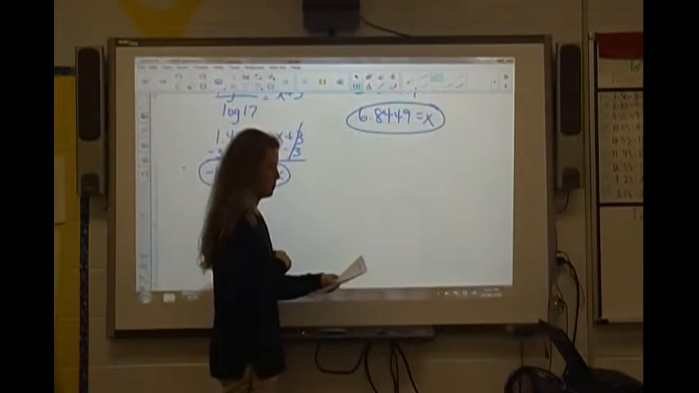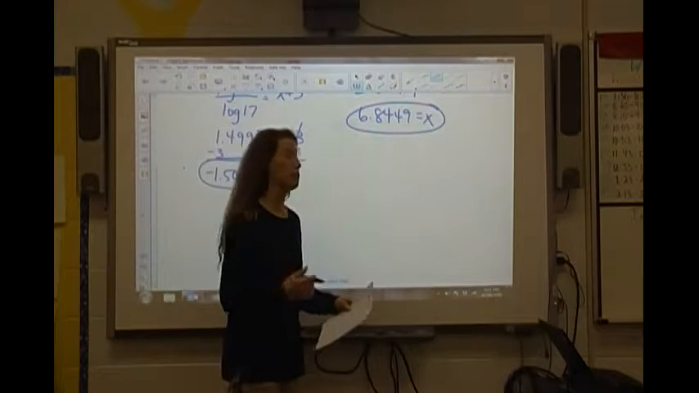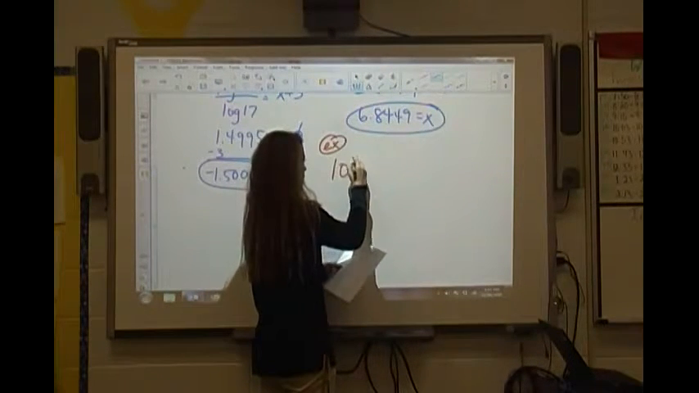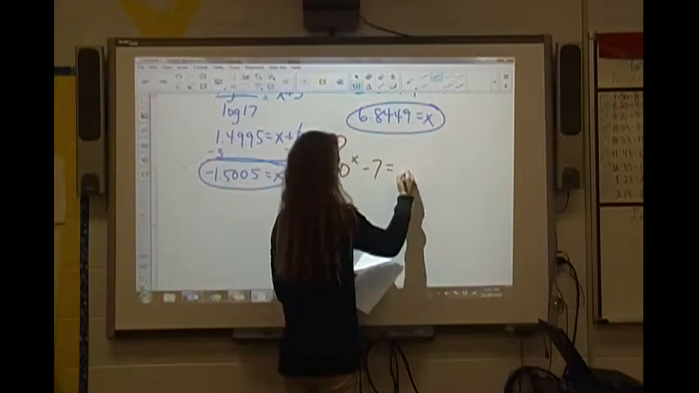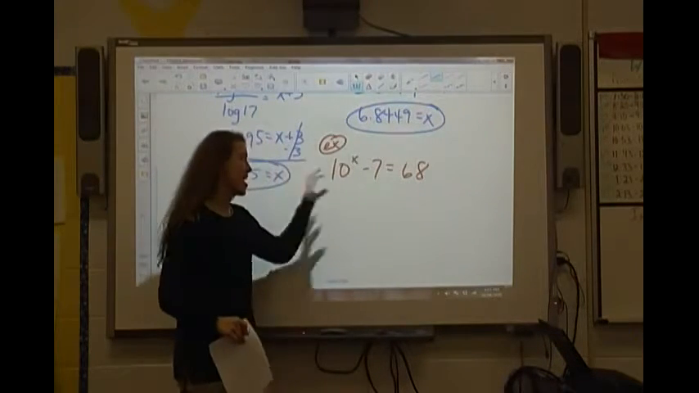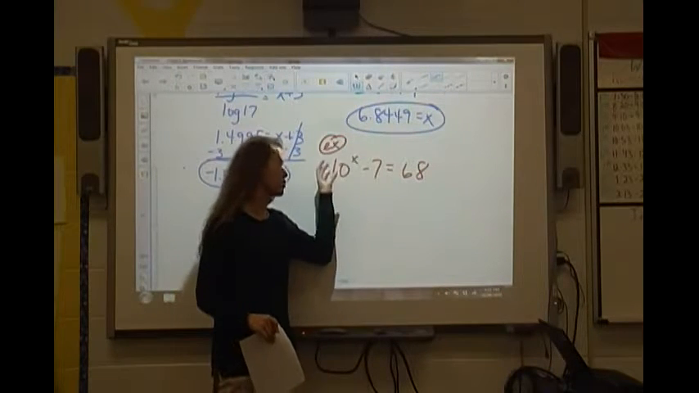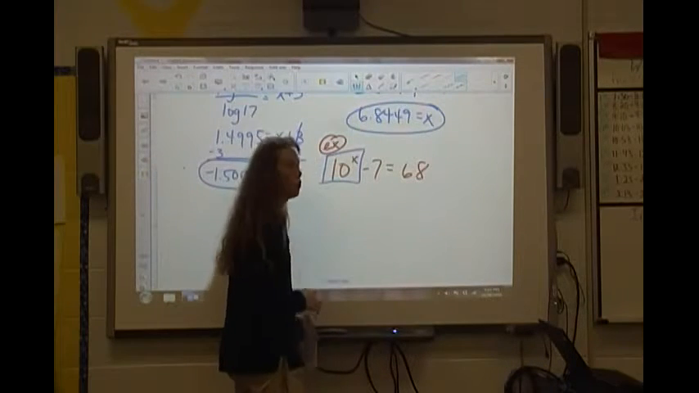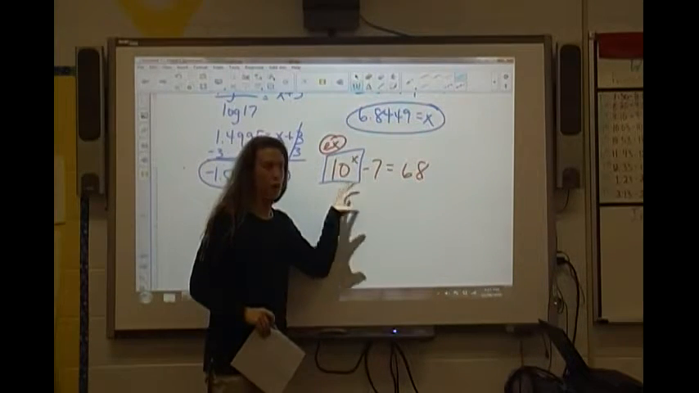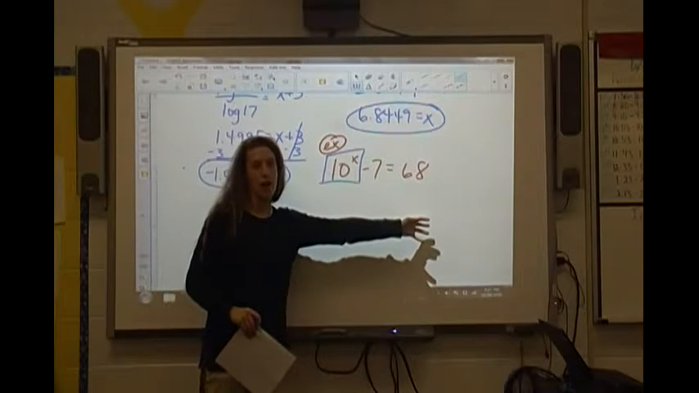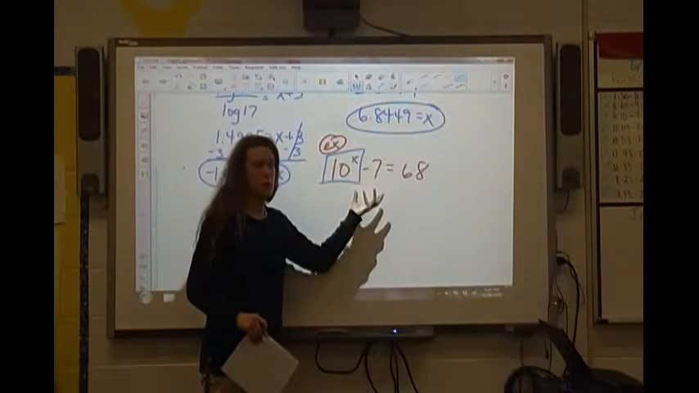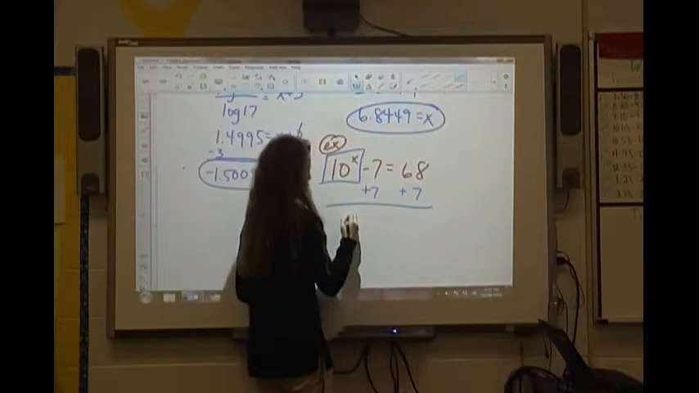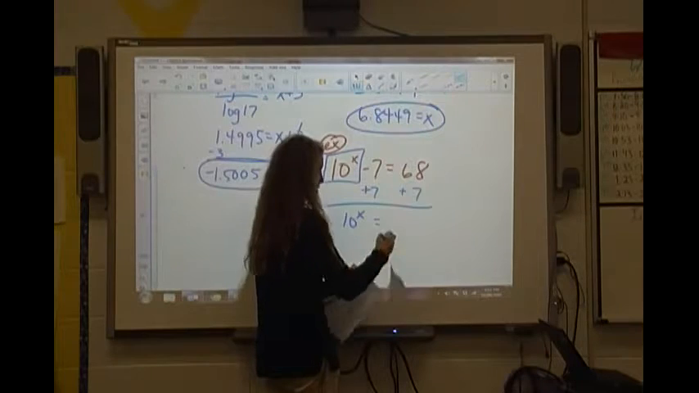Now we're going to take a look at another problem, let's just look at this one here. All right, so we've got 10 to the x power minus 7 equal to 68. Now, we can't do what we've been doing. We can't just switch forms, because when you switch forms, you need to make sure that you only have that exponential by itself. And right now we have this negative 7 that doesn't have an exponent. It doesn't have the same base. We can't do anything with it. So we're going to move that 7 over. So we have 10 to the x power is equal to 75.